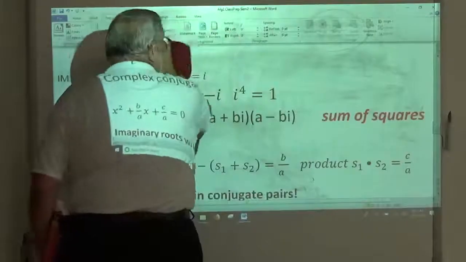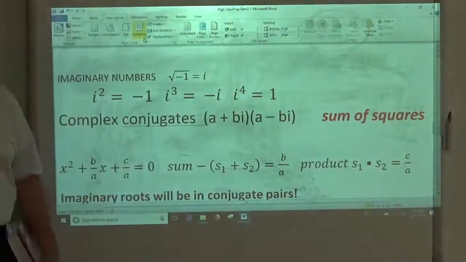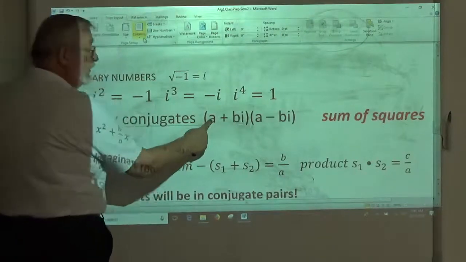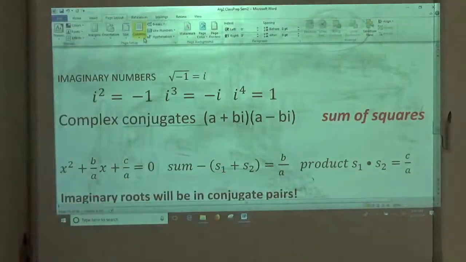Now, complex numbers. Complex numbers have both real and imaginary parts. a is the real, and bi is the imaginary. Sometimes there isn't one. Sometimes it's just i. Sometimes it can be 4i, or square root of 2i if we're doing the quadratic formula.